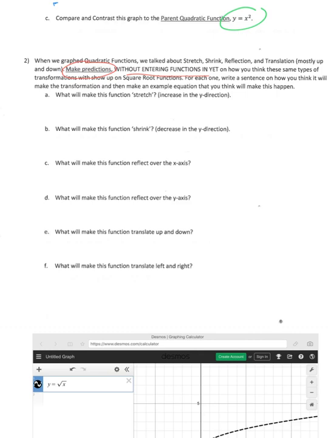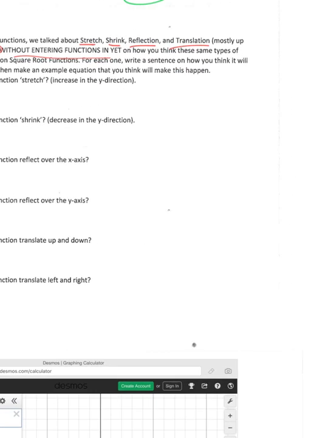Like what were changes that we could do to the parent function to make these things happen, like a stretch, or a shrink, or a reflection, or a translation, okay? And just reminding you, remember for let's say the parent function for a quadratic, here's y equals x squared. Well, remember to make a stretch, we had y equals 2x squared, okay? That made something stretch vertically. You could also think make it steeper, right?